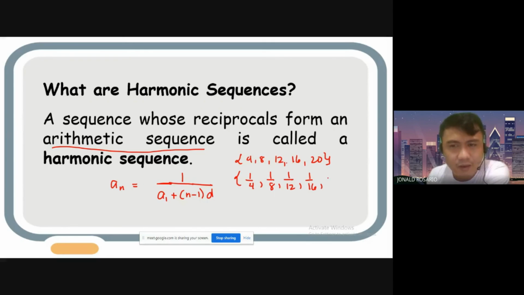Parang may naka-on yung kanyang mic. Paki-mute na lang. Kasi parang meron ako naririnig.